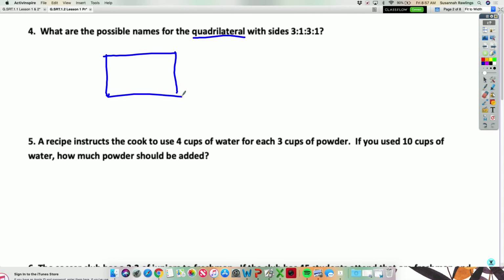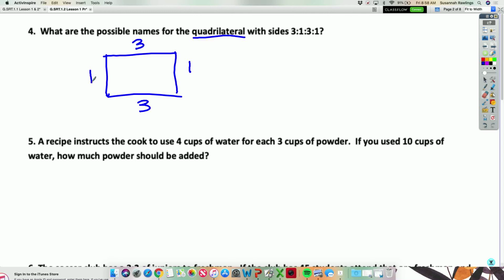Okay, it gives me a ratio of the sides here. All I'm going to do is copy that ratio onto my figure. So I'm just going to start at the top and work clockwise. So 3 to 1, 3 to 1. That tells me how those sides are related. Okay, so right now, is it telling me that all of my sides are congruent?